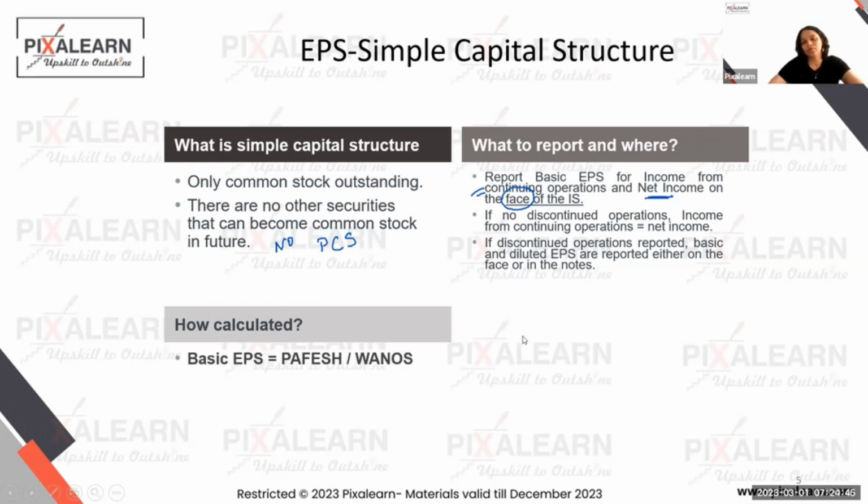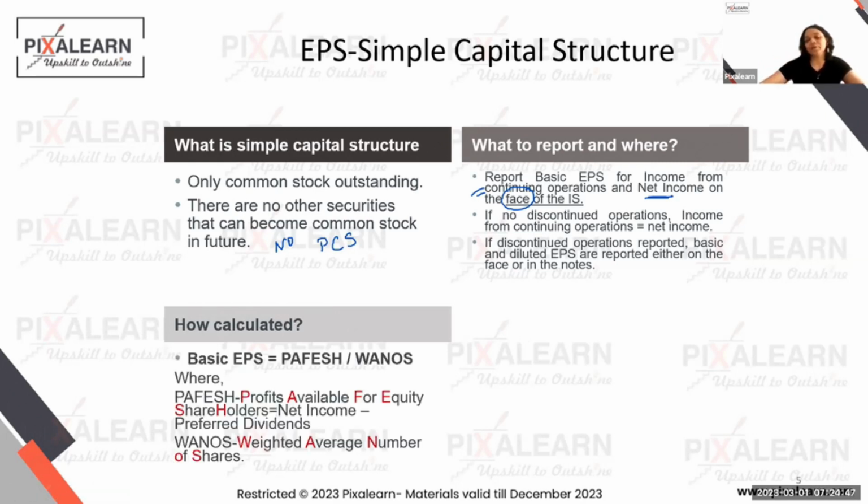How do you calculate it? There are two figures. The first figure is profits available for equity shareholders. Okay. So what is the profit that is available to equity shareholders? Do I get this figure as a ready-made figure from the income statement? Yes, no, guys. If I look at the income statement, do I get a ready-made figure for profits available to equity shareholders from the income statement? What do you say?